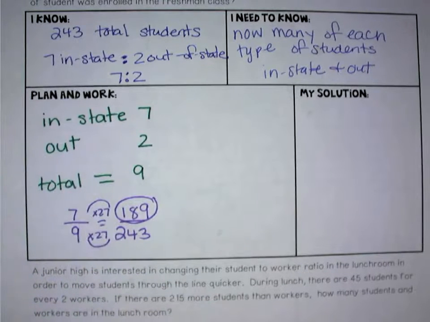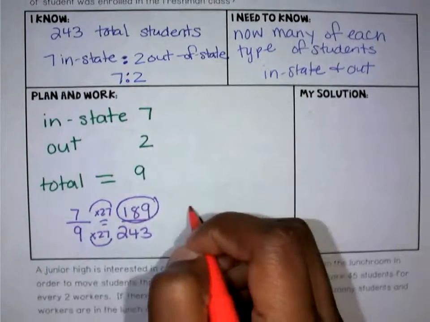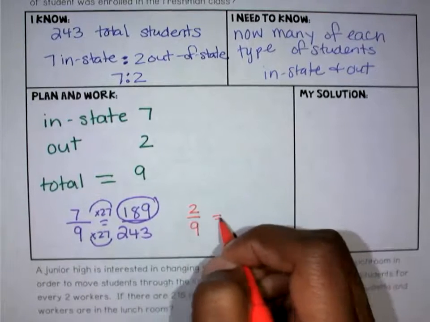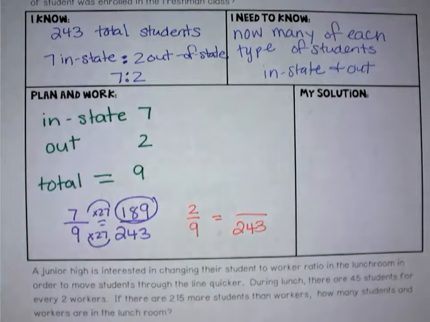We have to create our new fraction. So now we're not dealing with 7 over 9. We're doing the out of state. So now we are 2 over 9. And we know our total has to be 243. So now we're seeing how many is the maximum amount of out-of-state students that we have.